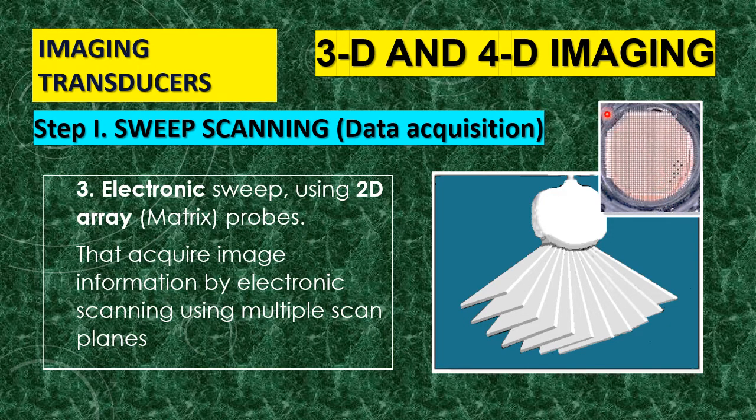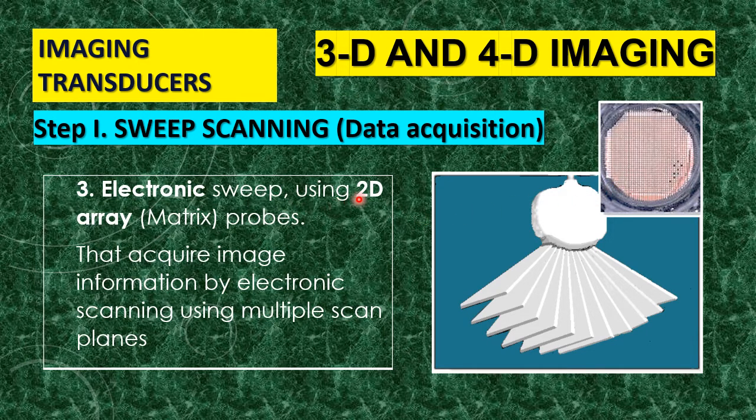If I'm assuming that we have 100 columns and 100 rows, then this transducer contains 10,000 active elements. You see here it's a huge number, and it needs a very high speed processor to process all the data acquired by these 10,000 elements. So again, it's not only the probe, it's the whole electronic setting of the machine and the build. So this is the electronic sweep.